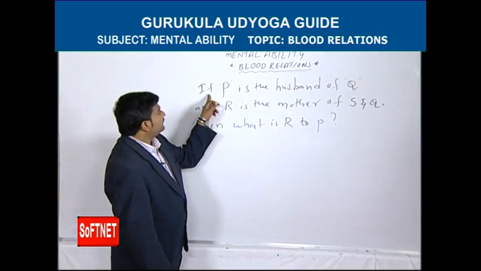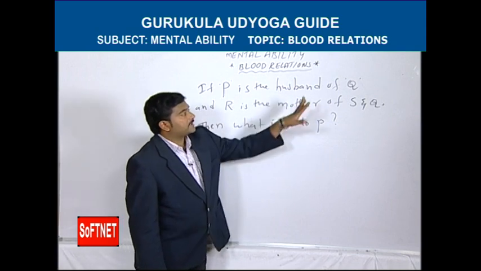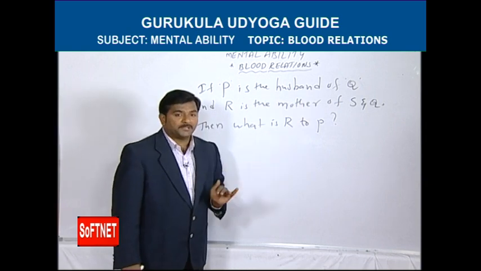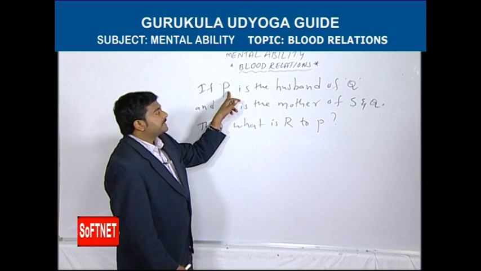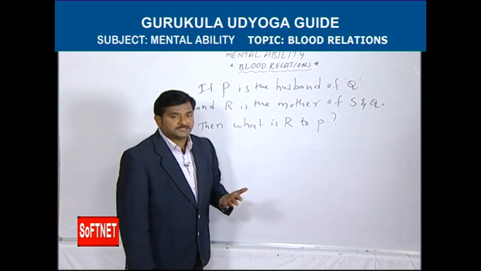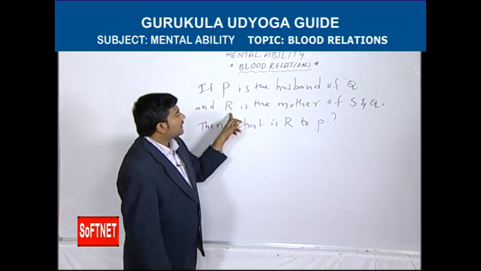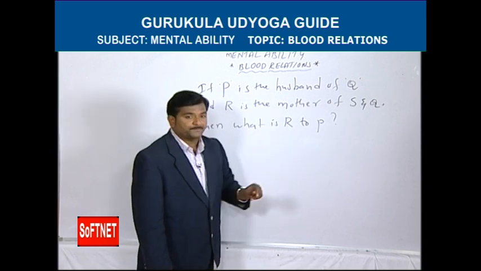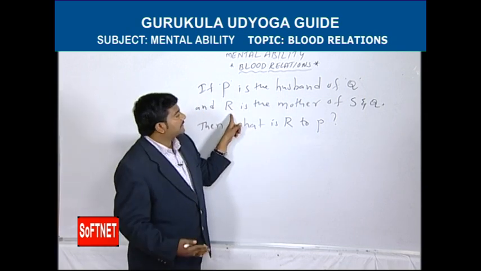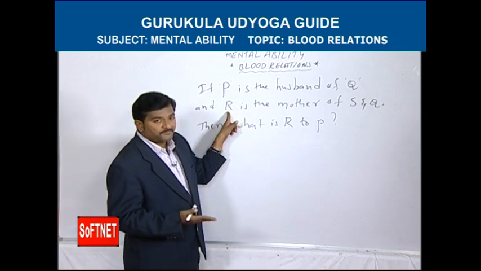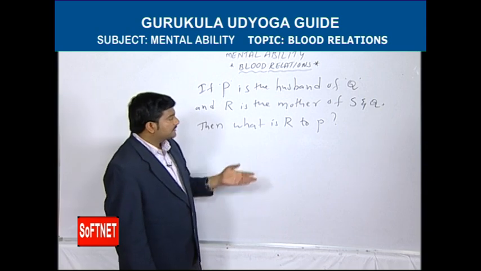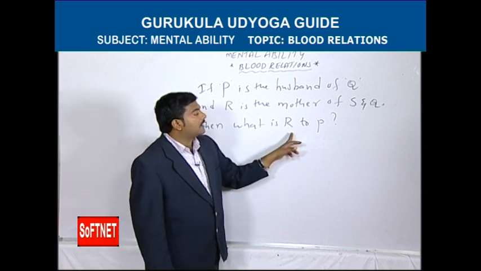See, observe here. If P is the husband of Q, just focus on that. Even though it didn't mention gender, it is very clear: since P is the husband of Q, P is male and Q is female. Keep aside. And R is the mother of S and Q. So R is female, Q is also female. I don't know the gender of S. Then what is R to P?